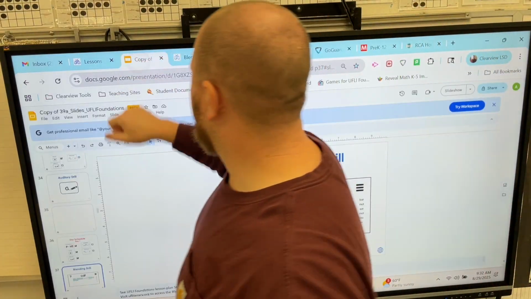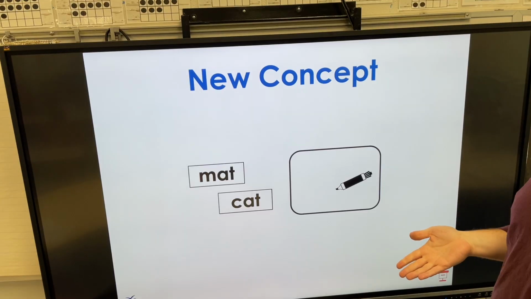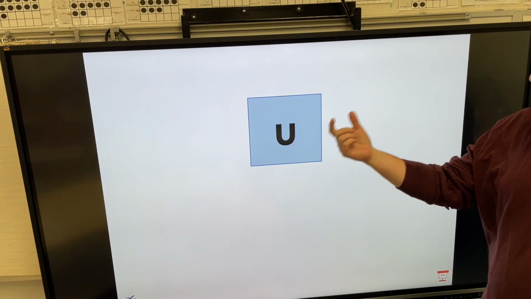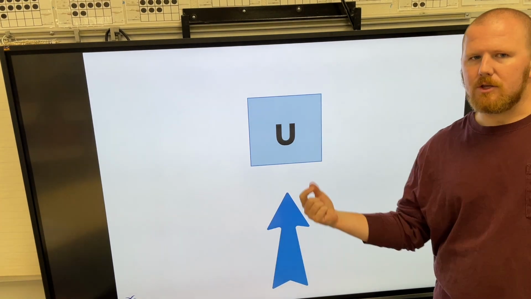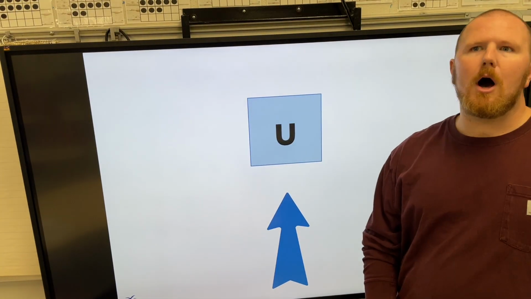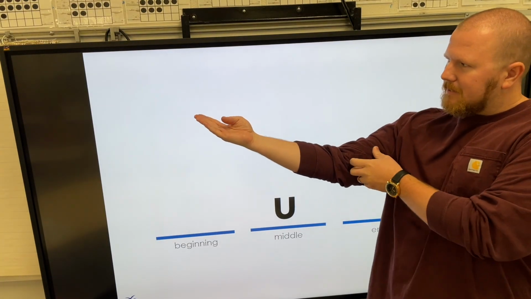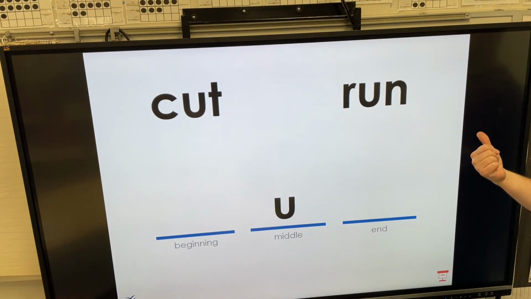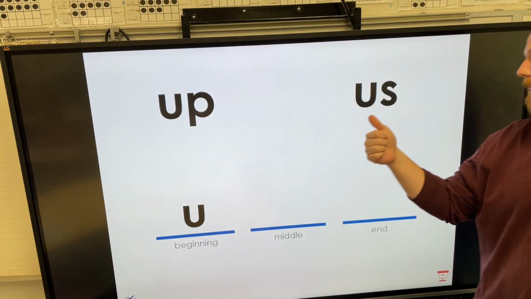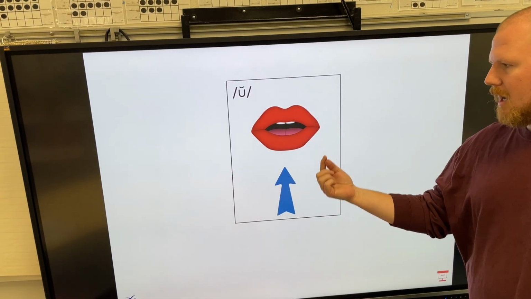Great job. We're moving on where we are going to do our new concept. So again, this is a review lesson, so it's not really a new concept. We're just really making sure that we understand what we're doing with the short U. So let's move forward. So short U says up. Some of you might know U, up. That's one example. Some people, well, what about umbrella? Yes, umbrella does that the same way. So you'll find it in the middle of words like cut and run. Will we find it at the beginning of words like up and us? Great. So let's move forward. So U says short U.